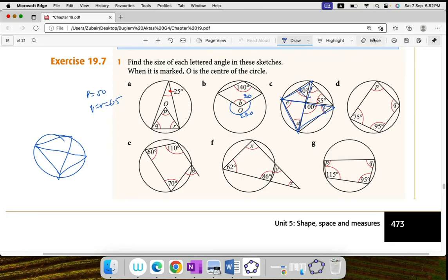Angle in same segment. So the chord is E and D, and both of them are 30. Yes. Okay. So this was angle in same segment. C is 30. Try D.